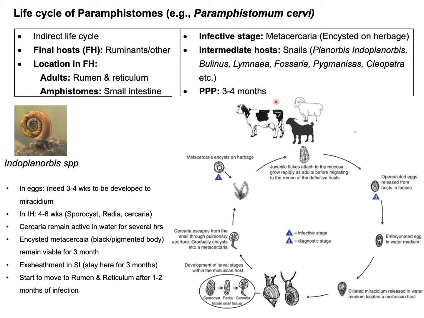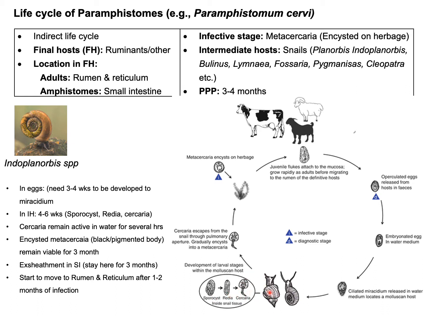So if you want to describe the life cycle in a very brief way, you could start like the adult parasite will be found in the rumen and reticulum, and they will release eggs. Eggs will be passed through the feces, and a certain time will be required for the development of miracidium within this egg. And later on, this egg will hatch out to release miracidium in the water body, and miracidium will look for snail host in water. And when they get into the snail host, there will be development of sporocyst, redia, and cercaria.